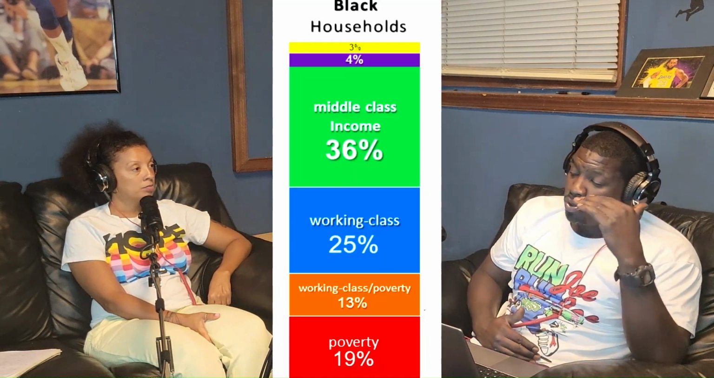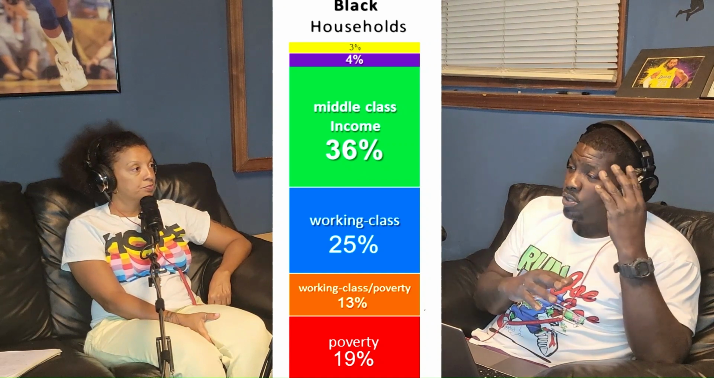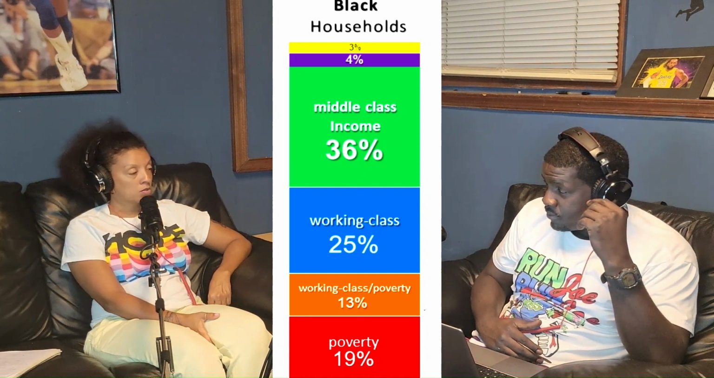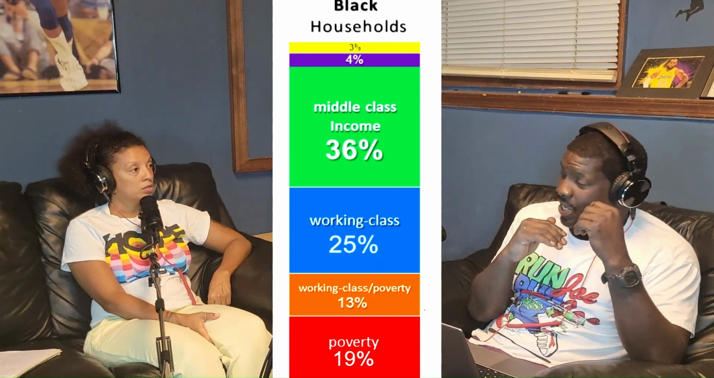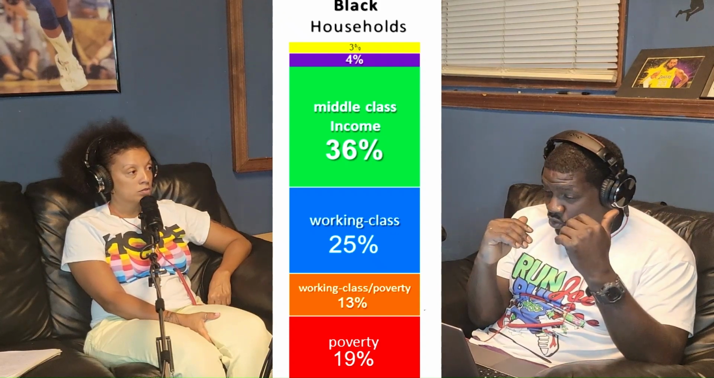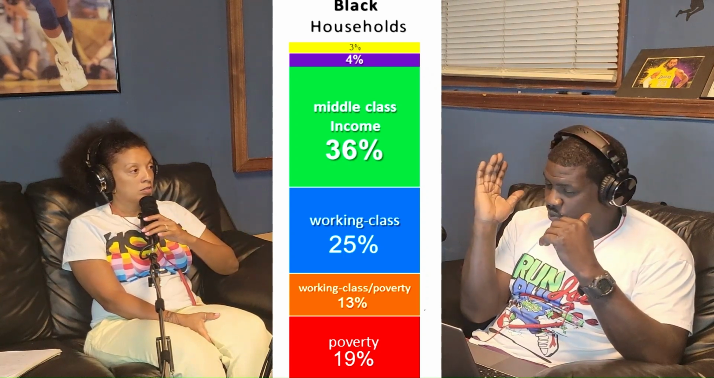All right, so now we got the middle class. We know that's the highest. So it's 2 more levels after the middle class. You got the upper middle class. Out of the black households, it's only 4%. One more class above that is upper class. Out of the black households, 3%. Now I'm gonna go to the other ones.